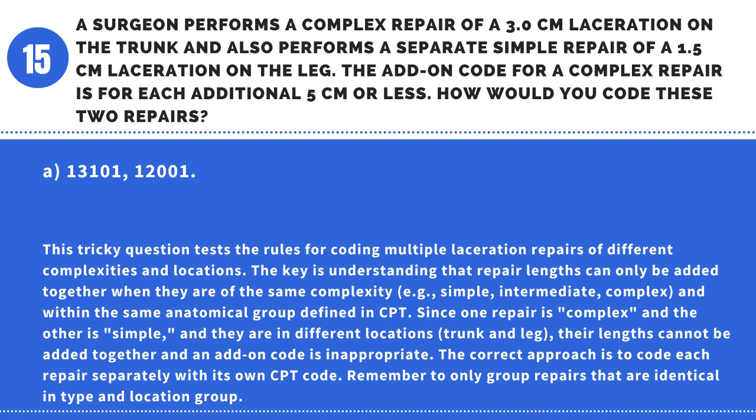The key is understanding that repair lengths can only be added together when they are of the same complexity, e.g., simple, intermediate, complex, and within the same anatomical group defined in CPT. Since one repair is complex and the other is simple, and they are in different locations, trunk and leg, their lengths cannot be added together and an add-on code is inappropriate. The correct approach is to code each repair separately with its own CPT code. Remember to only group repairs that are identical in type and location group.